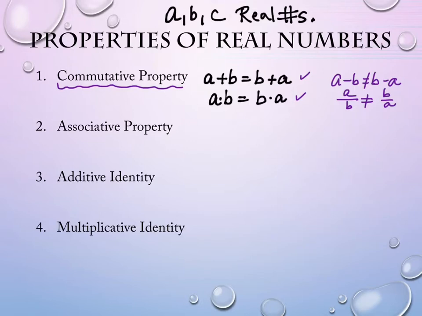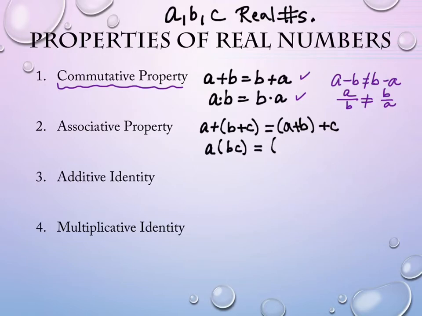All right, associative. The associative property has to do with what's associated together. I am going to show you, again, this only works for addition and multiplication. If I have A plus, and then in parentheses B plus C, this is the same as having A plus B and then adding the C. So the groupings of additions don't matter. And the same is true for multiplication. A times B times C would be the same as AB times C.